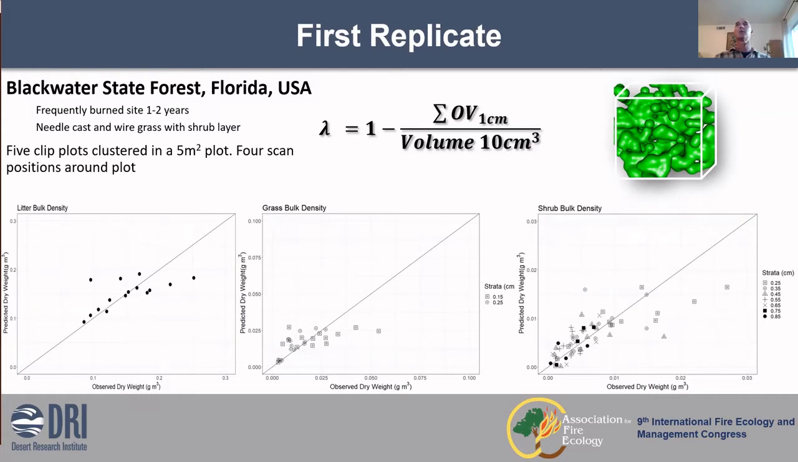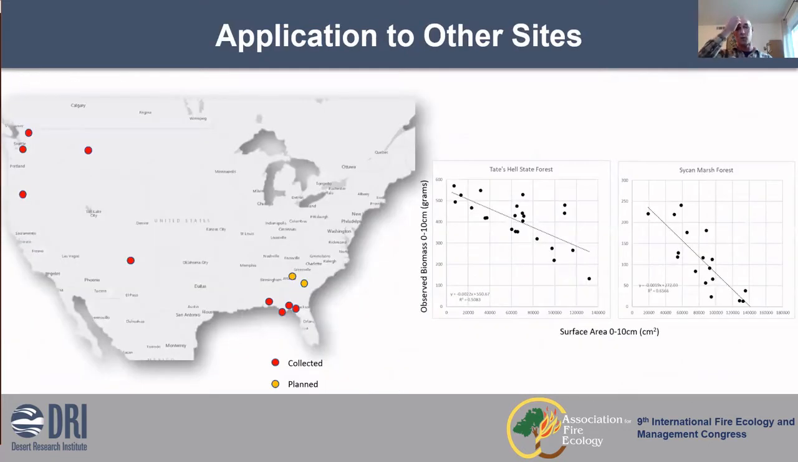And so with this, we were able to then replicate this. It was not as effective, and part of the reason was because we moved from a mode at Pebble Hill where we were scanning 3 positions on each of the clip plots to the method I described in the beginning, with the 4 corners being scanned. But nonetheless, we were still able to effectively predict the litter bulk density, grass bulk density, as well as shrub bulk density. And this led to where we've been working to apply this to other sites.